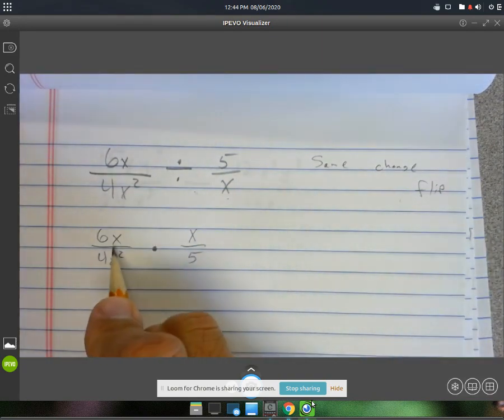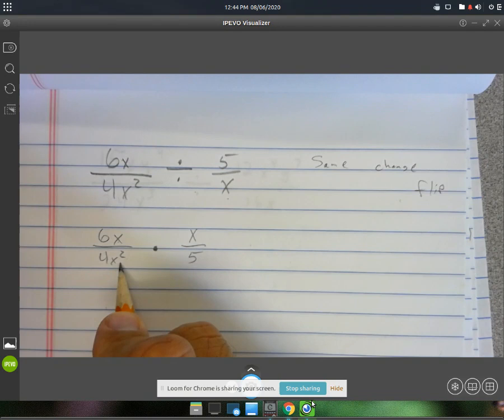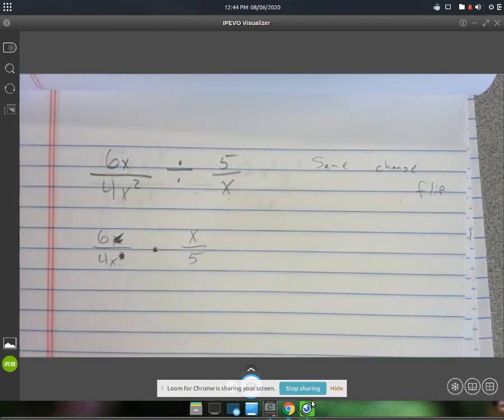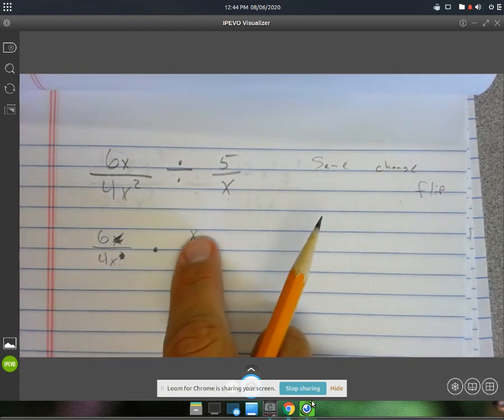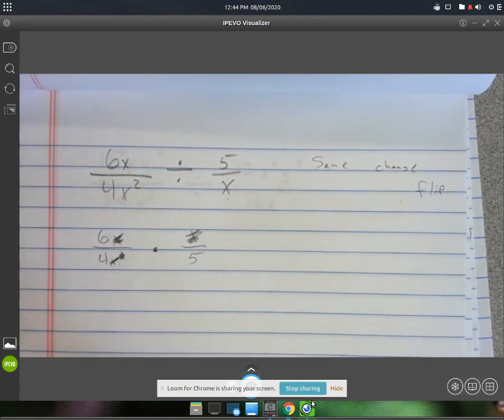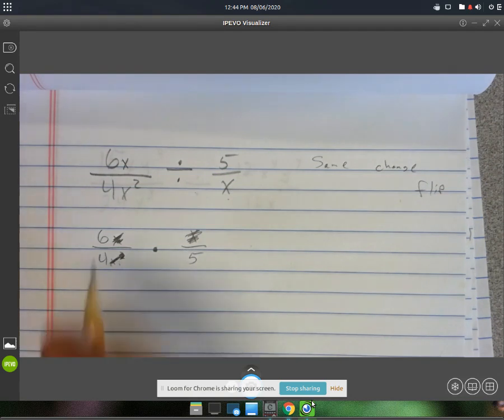So you've got an x up top that will cancel with an x on bottom, leaving you 1x on the bottom. Now you can also cross cancel. So this 1x here will cancel with that x there. So there's no more x's. 6 and 4 will simplify. You can divide them both by 2.